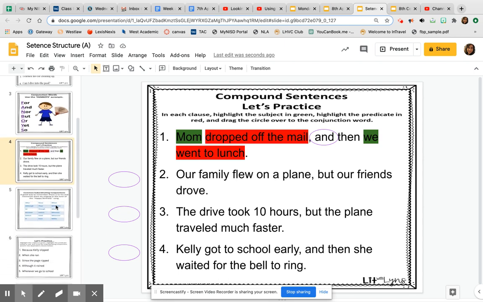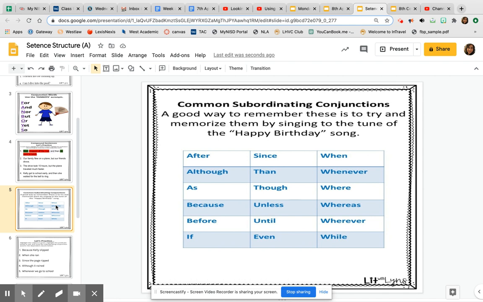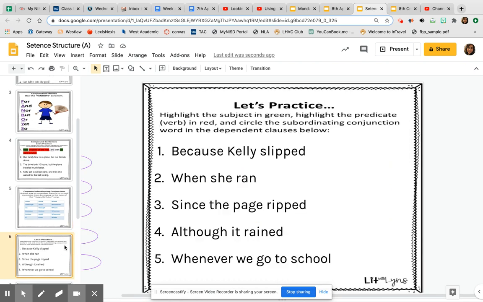Okay. Now slide 5. Slide 5 talks about common subordinating conjunctions. A good way to remember these is to try and memorize them by singing to the tune of the Happy Birthday song. Sometimes we just start to recognize them when we use them regularly as well. Okay, so these notes are to help you with slide 6. Slide 6, let's practice. Highlight the subject in green, highlight the predicate or the verb in red, and circle the subordinating conjunction word in the dependent clause below. So here's our circles off to the side. Let's start with number 1.